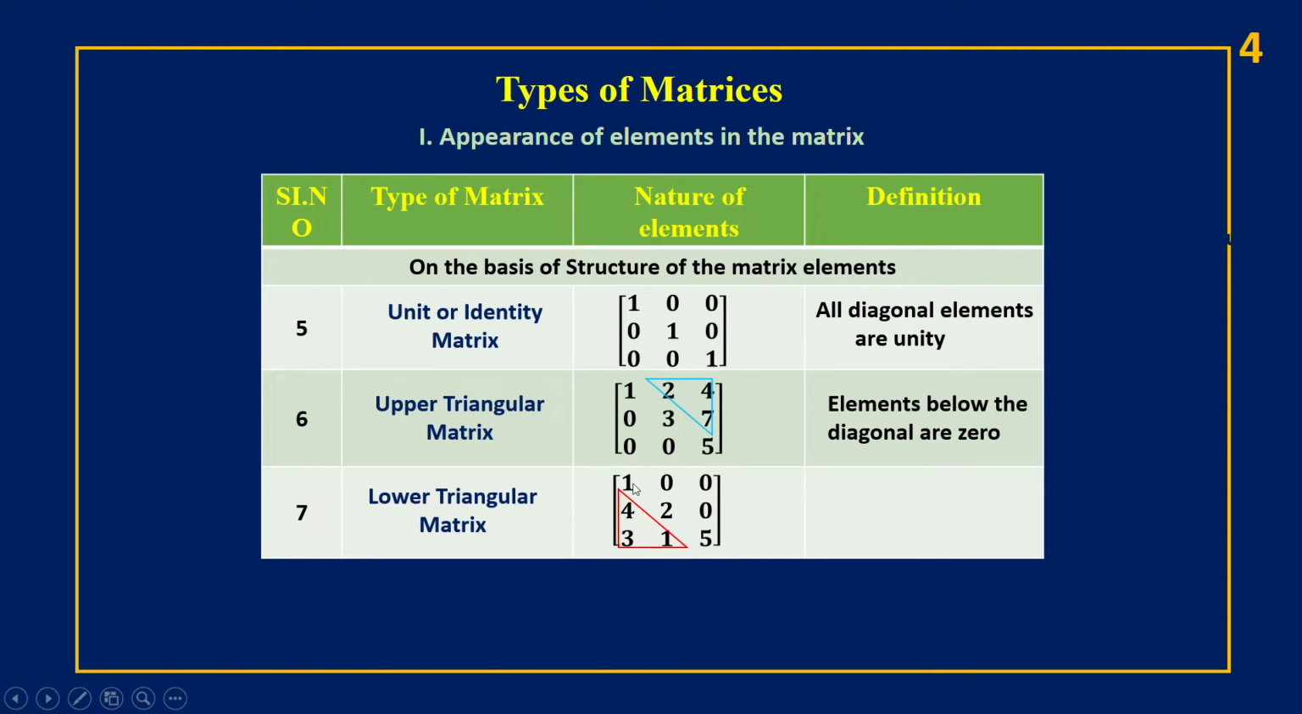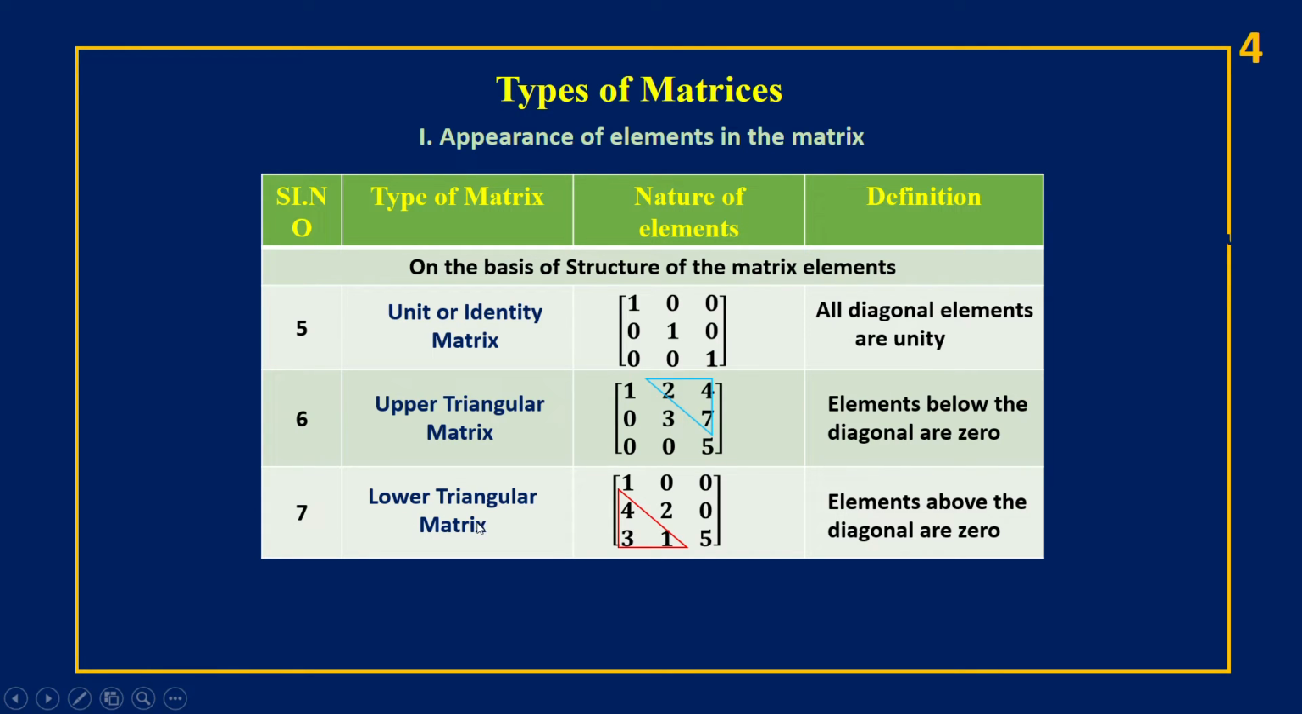Here principal diagonal elements are 1, 2 and 5. So this is a lower triangle, below the principal diagonal elements. So the lower triangle has the elements. Upper triangular has only 0 values. So it can be defined as elements above the diagonal are 0.